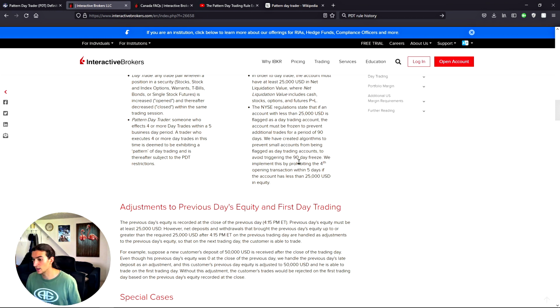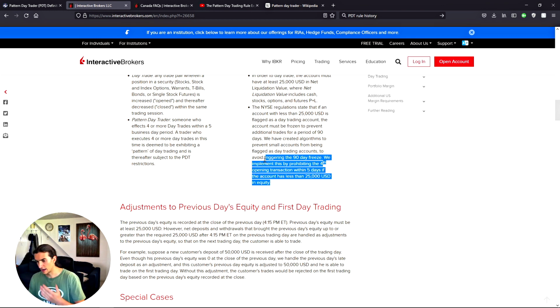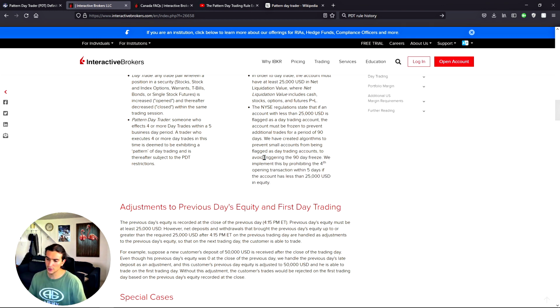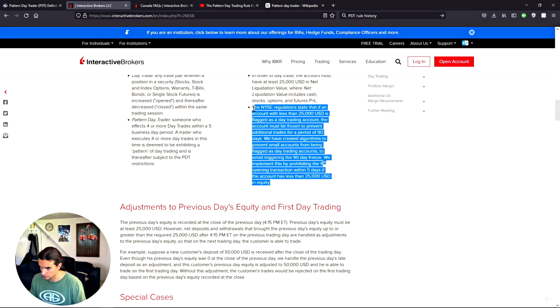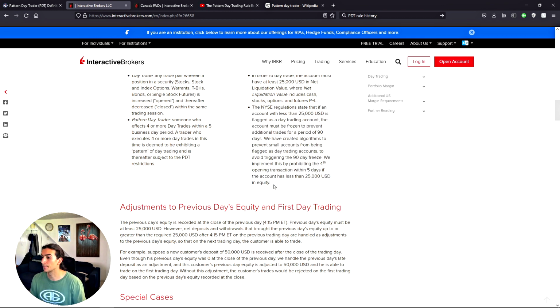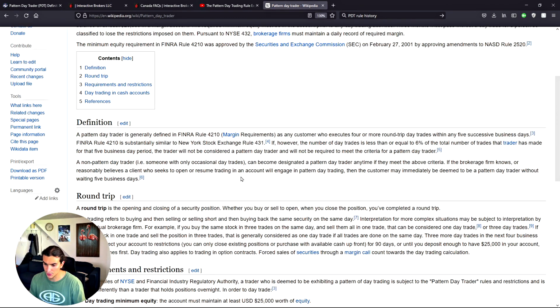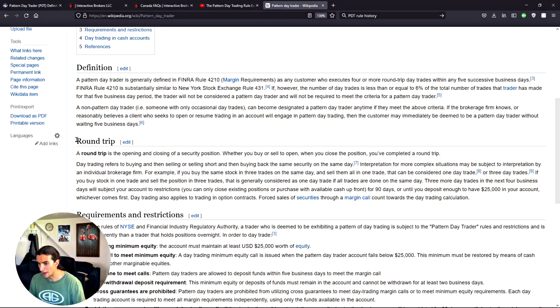They're saying here that they will prohibit the 4th opening transaction if your account balance is less than 25,000. Now, a couple of things you've got to know about the pattern day trader rule. This applies to stock trading and options trading. It does not apply to futures trading. So if you read a little bit more about pattern day trader rules, they talk about this round trip.